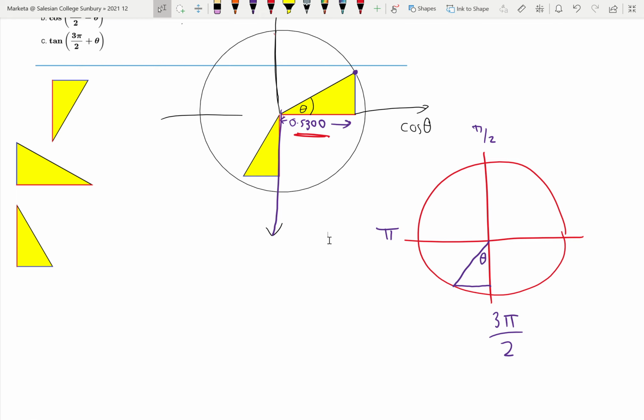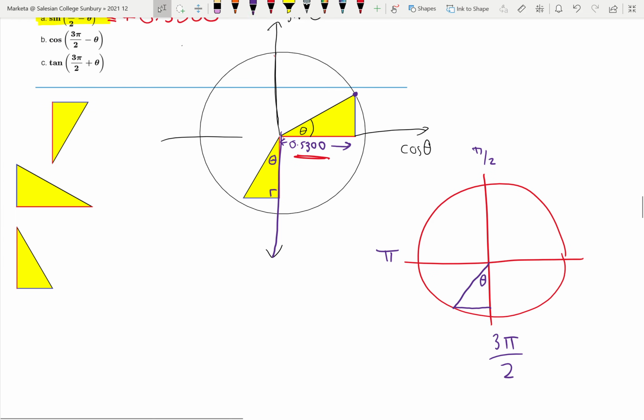Now we can say, well, there's theta, there's the right angle there, and we're looking for the cos value. And what we can see is the cos value is represented by the x coordinate of this spot here. So it's this length here. So in other words, it's the same as this.